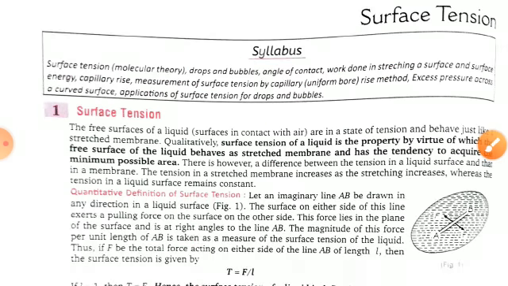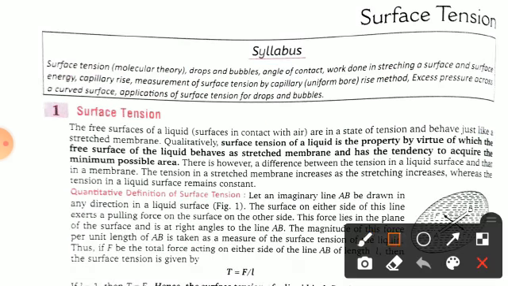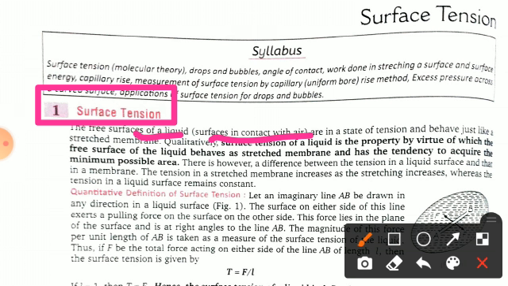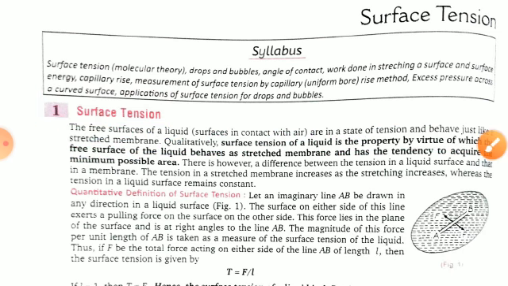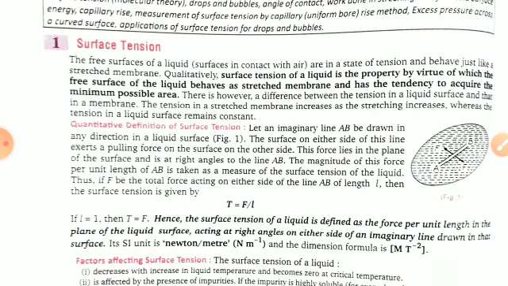So in today's lecture we are starting with the first topic, which is surface tension. So what is surface tension? The free surfaces of a liquid, which is the surface in contact with air, are in a state of tension and behave just like a stretched membrane. So qualitatively, surface tension is the property of a liquid by virtue of which the free surface of the liquid behaves as a stretched membrane and has the tendency to acquire the minimum possible area. Means every liquid tries to minimize its surface area. Clear? So this is the property called surface tension.